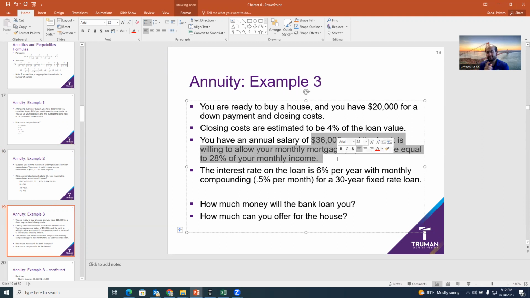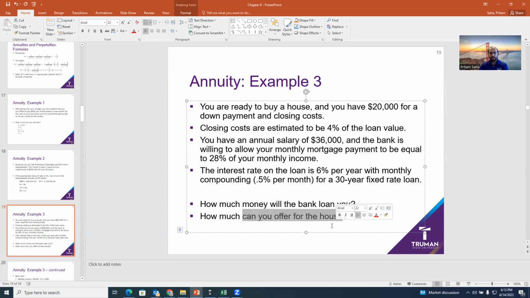So 36,000 annual salary divided by 12 is 3,000 monthly salary. 28% of that is the max the bank wants to allow you for the loan payment. Interest rate is 6% per year. Make sure it's per year, so for monthly payments we have to convert to monthly, which is 0.5%. It's a 30-year fixed rate loan. How much money will the bank loan you? How much can you offer for the house?